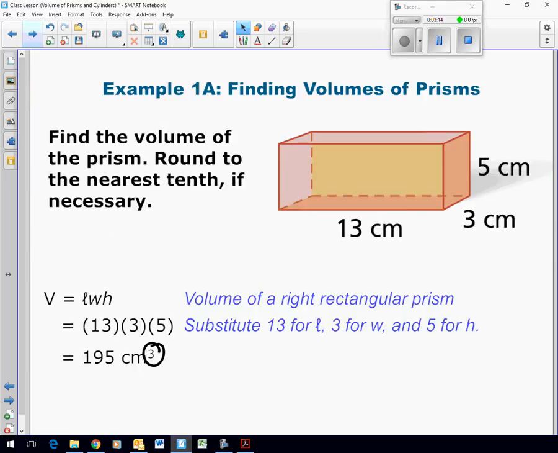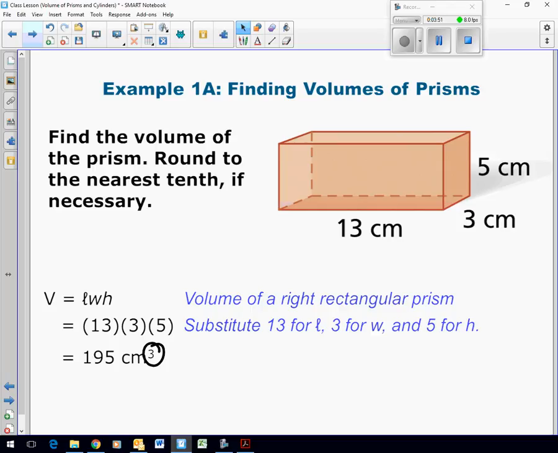Find the volume of this prism, rounded to the nearest tenth if necessary. So, what kind of prism is it? Identify it. A rectangular prism. You multiply length times width times height. Everybody got me? Length times width times height. So in this case, 13 times 3 times 5 is 195. Can't make it easier.